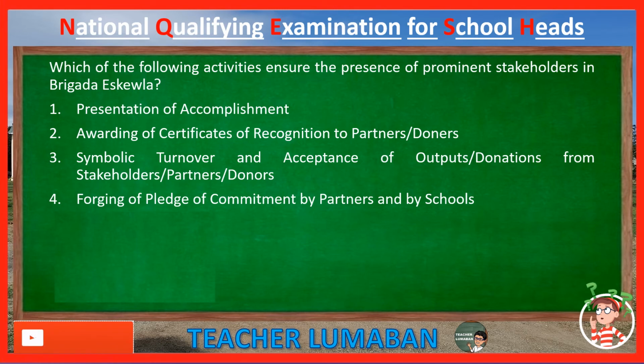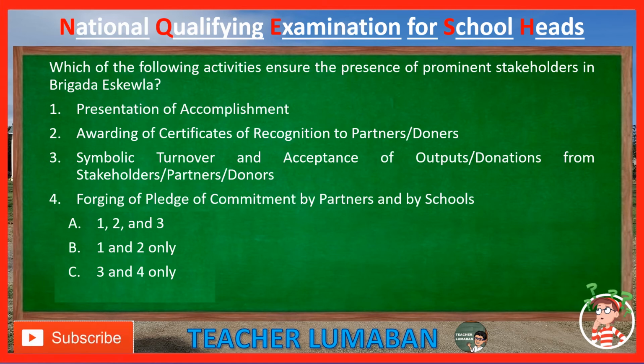Letter A, 1, 2, and 3. Letter B, 1 and 2 only. Letter C, 3 and 4 only. Letter D, 1, 2, 3, and 4. Choose the suitable answer based on the given choices in 5 seconds.